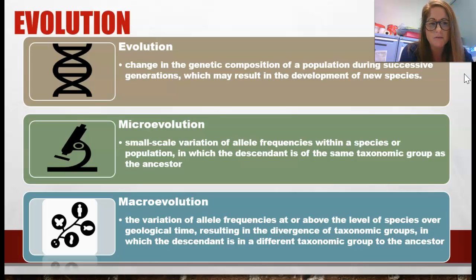When we talk about microevolution, which is probably what you're most familiar with, these are small scale changes. So really, when we're talking about natural selection, typically within a population and those small changes that occur, this occurs within the same taxonomic group or the same species typically.